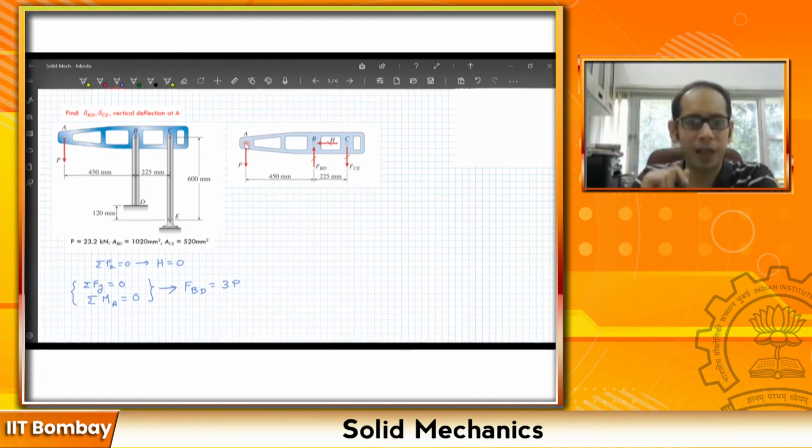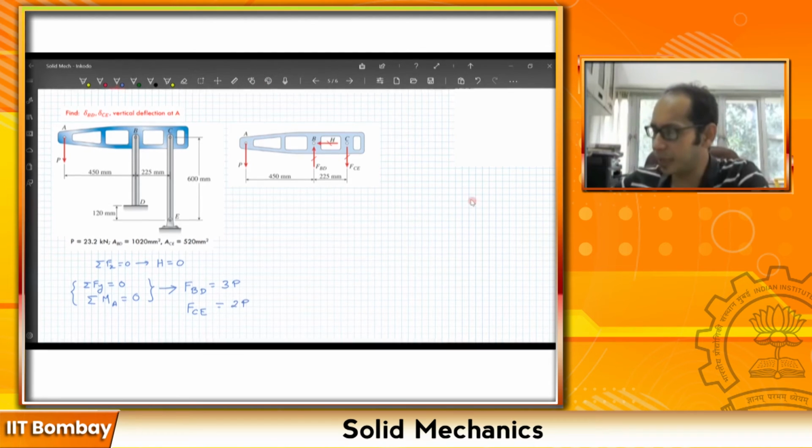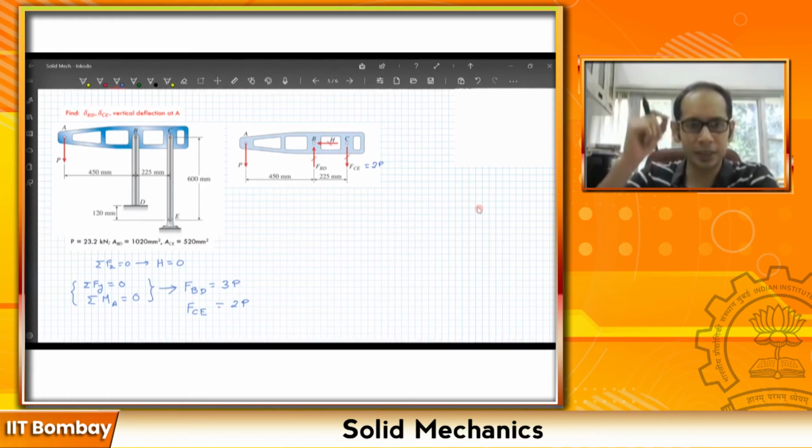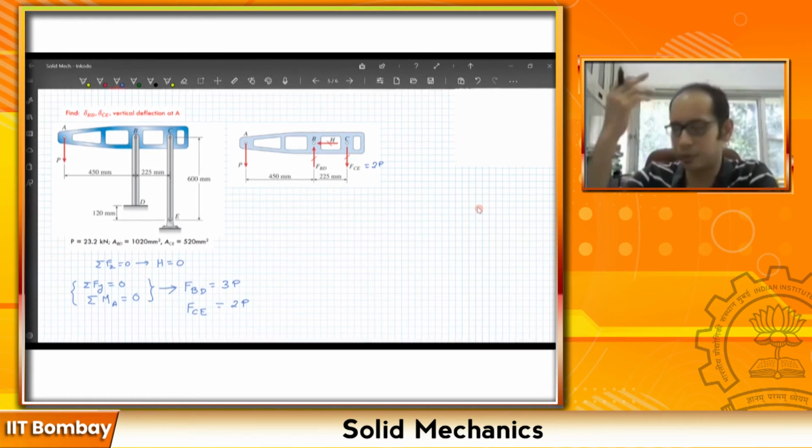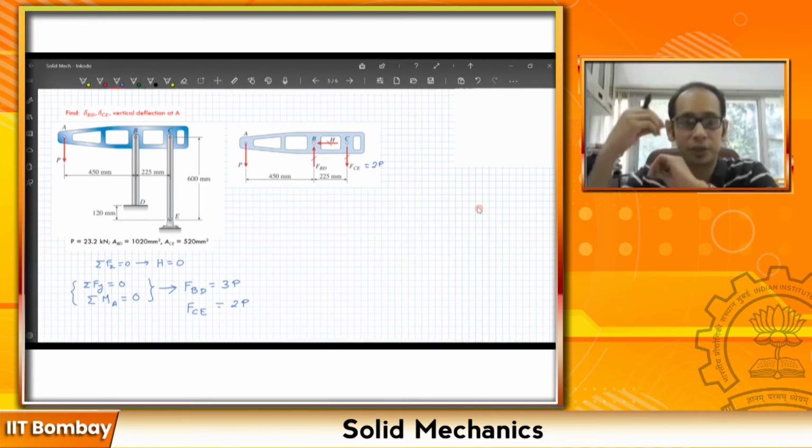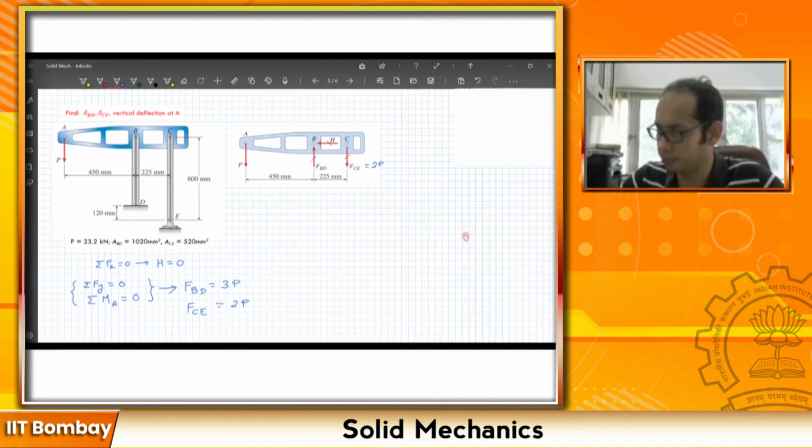I'm not substituting the value of P, I can do that at the very end, and then it also gives you FCE. It comes out as 2P. Right? Now, does it sort of make sense? Because it says my FCE is 2P, which is going vertically down. I marked the forces in the right direction, so I need not put a negative or positive sign. If after solving you see one of them comes out as negative, that means your force should be marked in the other direction. So these things you can figure out, right?